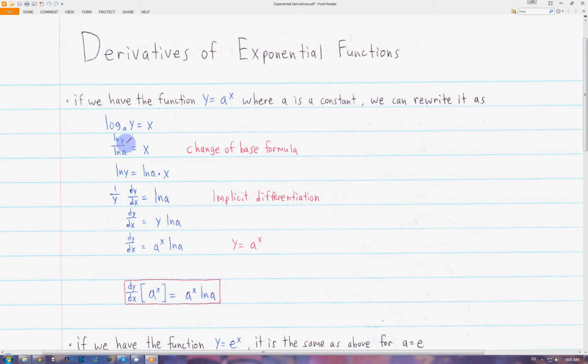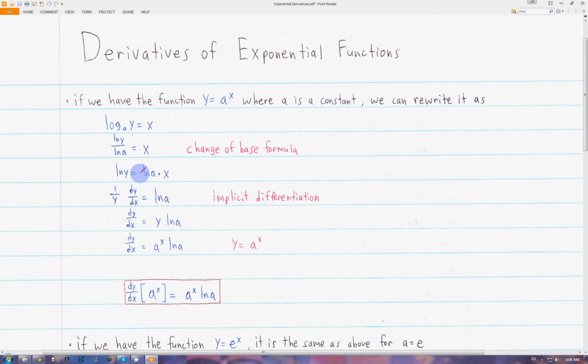So then, to use the natural log derivative, we can use the change of base formula. So we change the base to e. So we have the ln of y over the ln of a. That's the same thing as log base a of y. So all of this is equal to x. And then we can move the ln a to the other side. So we have ln of y is equal to ln of a times x.